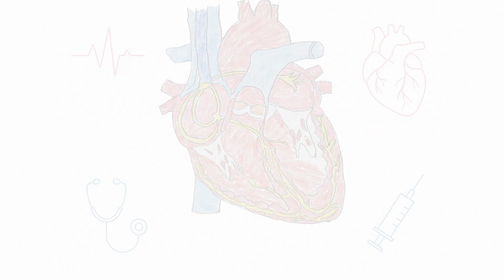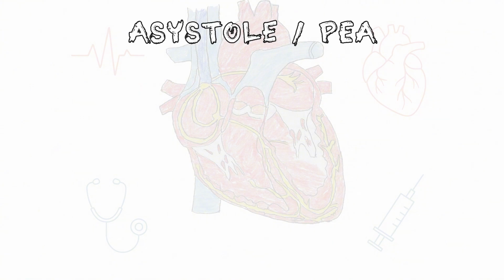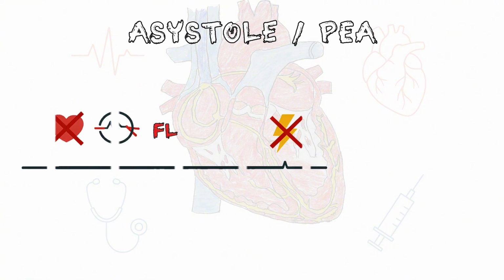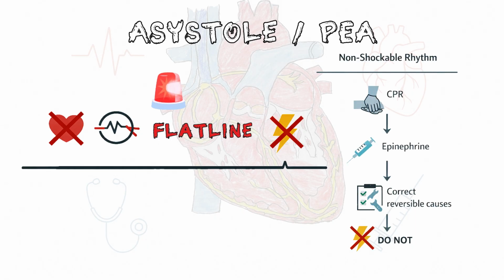Next we discuss asystole and pulseless electrical activity. Asystole is an actual flat line, no electrical activity, not a shockable rhythm. In this case, management includes CPR, epinephrine, correcting reversible causes. There is an important point: never defibrillate asystole, because there is no electrical activity to capture.